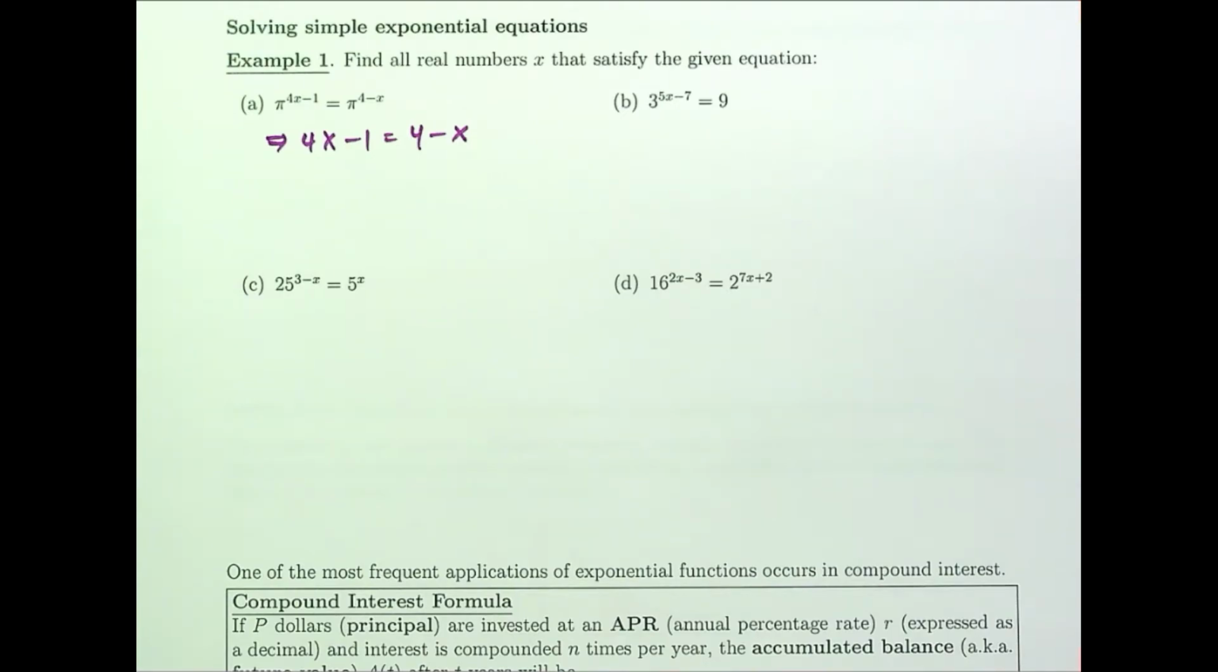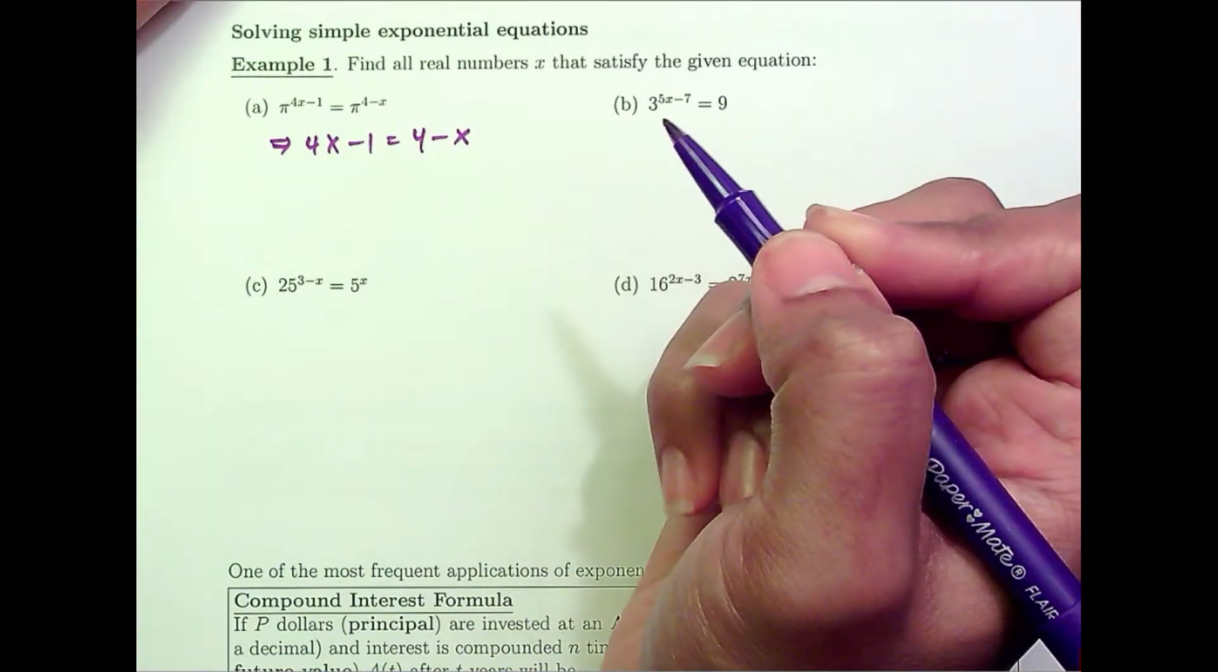They have to be equal. And now that is a simple equation that we can solve easily. So put all the x's together on the same side.